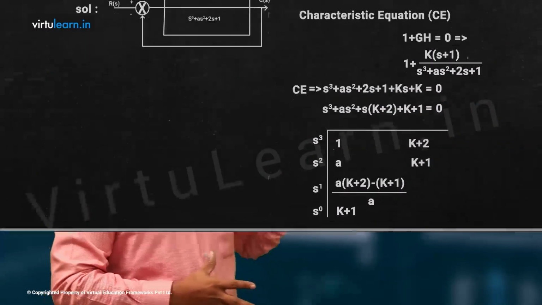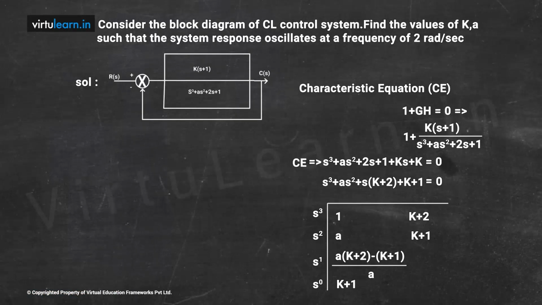Let us look at another problem in Routh-Hurwitz criteria. The problem statement is like this. Consider the block diagram of a closed loop control system. Find the values of K and A such that the system will oscillate with a frequency of omega equal to 2 radian per second. And the system is given like this, the block diagram.